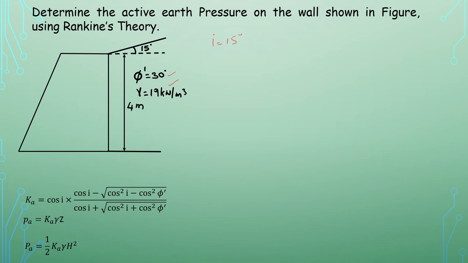Once Ka is found out, next you can make use of Pa for active earth pressure, which is given as Ka into gamma into Z, where Z is the depth of the point where you are going to calculate the pressure. So now let us calculate Ka first.